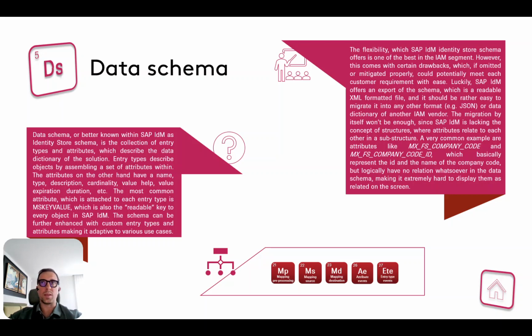Take one example with data structures, or more precisely the absence of those in the identity store schema. Looking at fields like MXREF_MX_COMPANY_CODE and MXREF_MX_COMPANY_CODE_ID just proves the above. Those two attributes are related to each other, with one being the technical ID of the company code, while the other represents the name of the company code. They have no relation whatsoever in the data schema, leaving us not much playroom on how to display those two together in a related manner. Many more examples exist, but let's not focus on just one aspect.